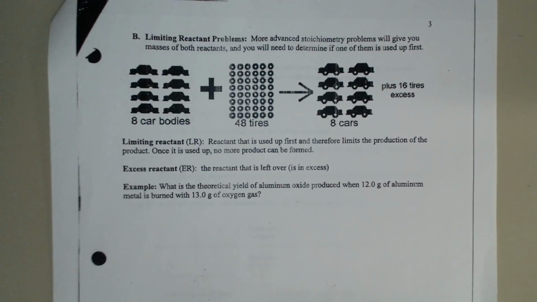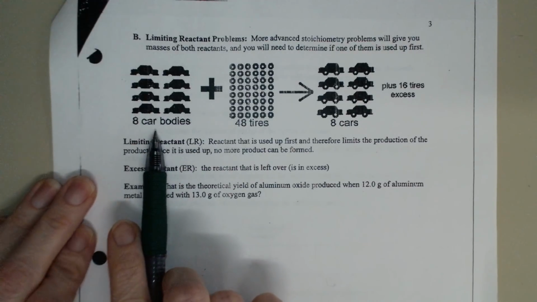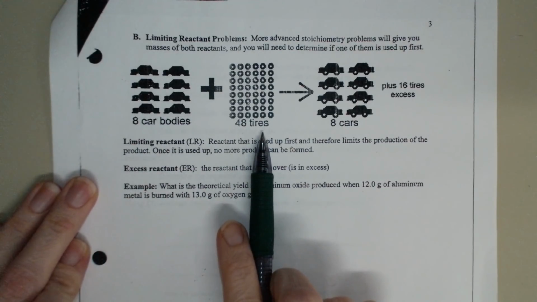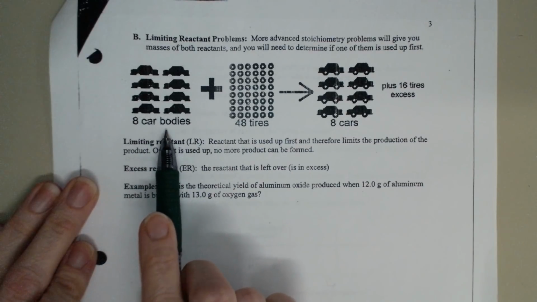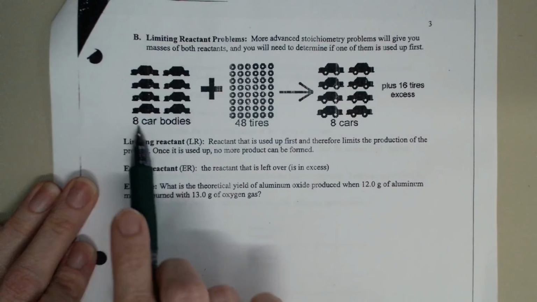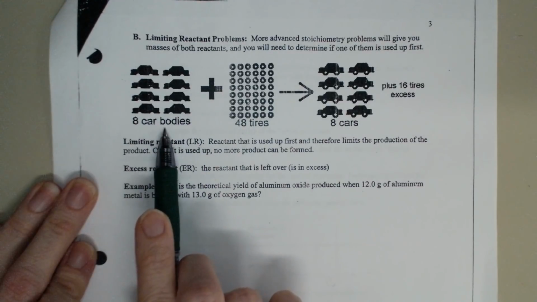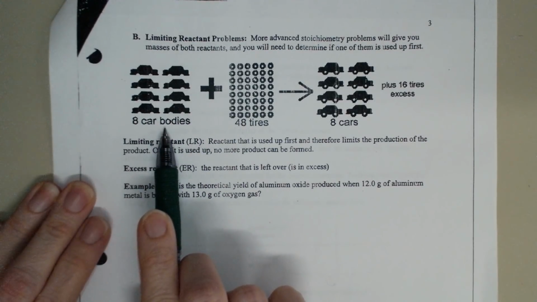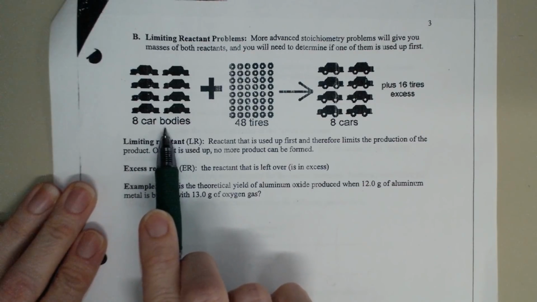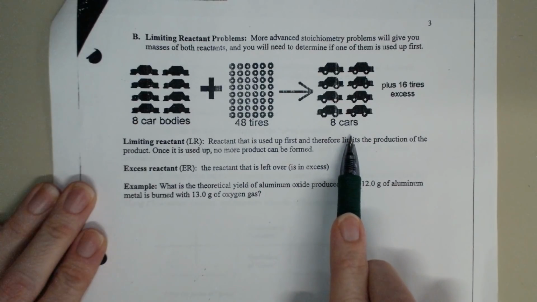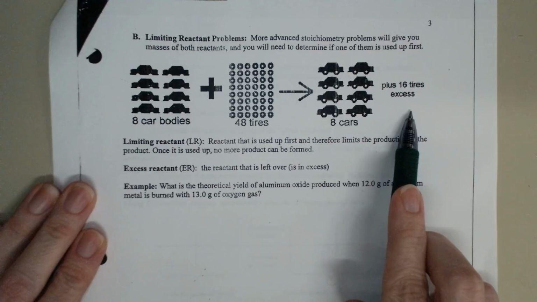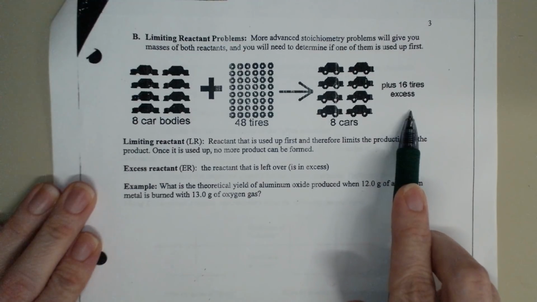So I have a little example here. If you have 8 car bodies and you have 48 tires, you can put 4 tires per car body. So how many tires would you need to make all the car bodies? Well, that's just 8 times 4, right? So you'd need 32 tires. But if you have 48 tires, then you have more than what you need. So you can make 8 complete cars, plus you'd have 16 extra tires left over.